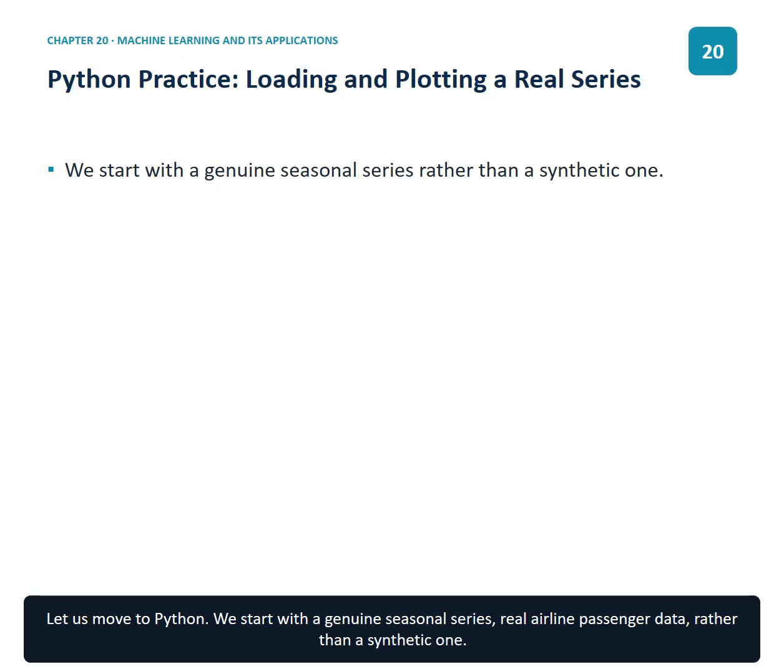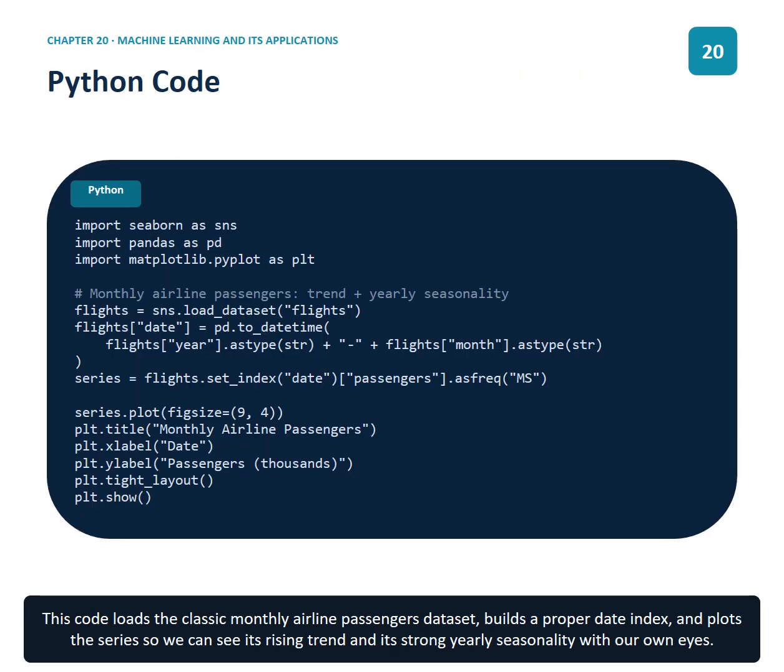Let us move to Python. We start with a genuine seasonal series, real airline passenger data rather than a synthetic one. This code loads the classic monthly airline passengers dataset, builds a proper date index, and plots the series so we can see its rising trend and its strong yearly seasonality with our own eyes.